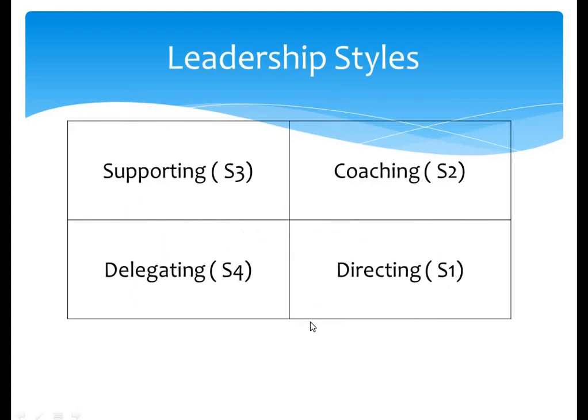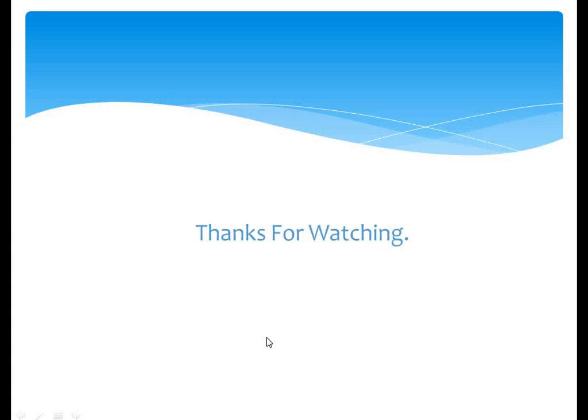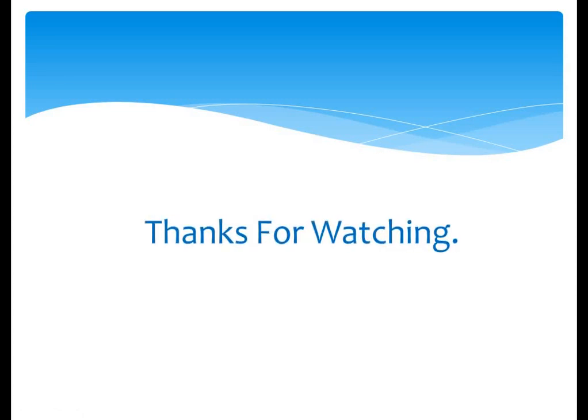So these are the four leadership styles and the development levels of situational leadership. What are all the leadership styles? Directing, coaching, supporting, and delegating. What are the characteristics? In directing, we have high directive behavior but low supportive behavior. In coaching, we have high directive behavior and high supportive behavior. In supporting, we have high supportive behavior but low directive behavior, and in delegating we have low directive behavior and low supportive behavior.